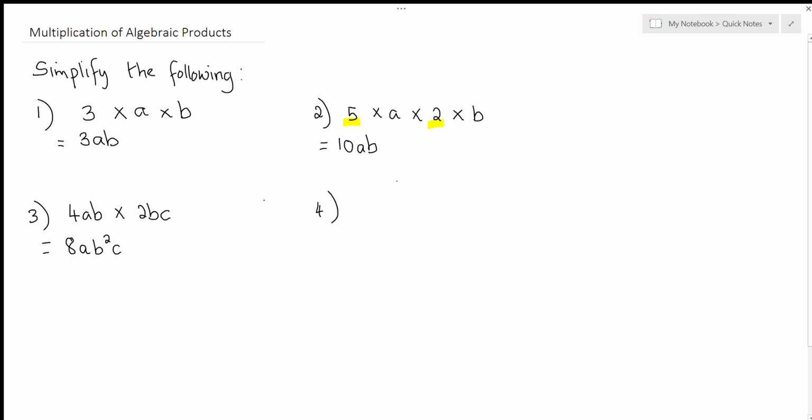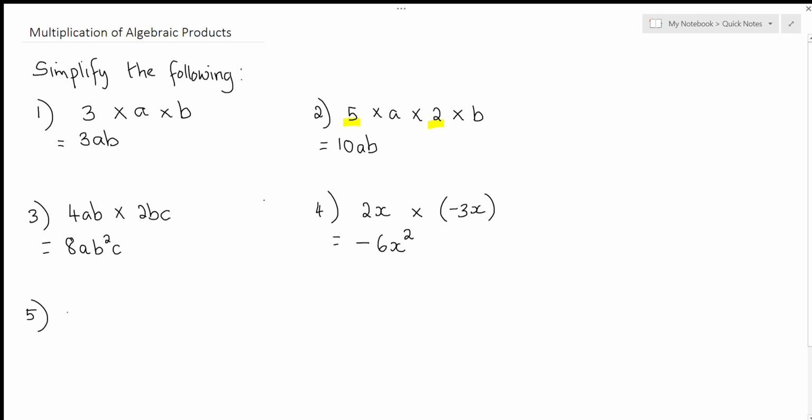Right, now let's go and look at number 4. Here we're going to look at what happens with our signs. Basically, if I had 2x times negative 3x, I would start by looking at my signs first. So a positive times a negative would give you a negative. 2 times 3 would give you 6. And then we have x times x. So there are two x's here, so that would give me x squared.